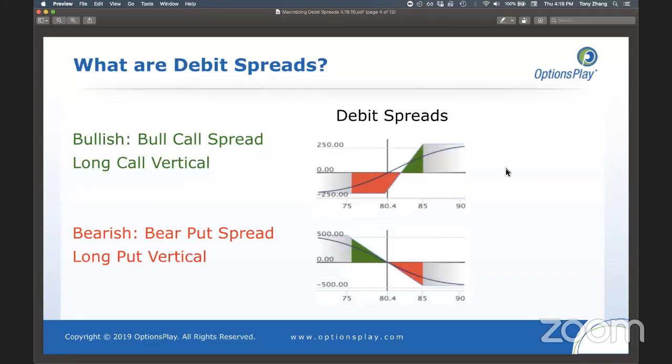So let's start off by talking about what a debit spread is. There are two types of vertical debit spreads that we're going to cover here today. There's the bull call spread, typically known as a long call vertical, and there's a bear put spread, also known as a long put vertical. I want to talk about how to break down these trades so that you can better understand why debit spreads work the way they do, and hopefully give you a little insight as to why they are one of the most efficient ways to take a directional view using options.